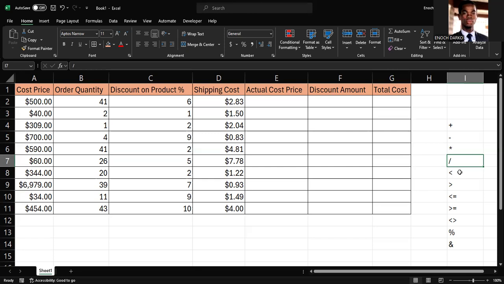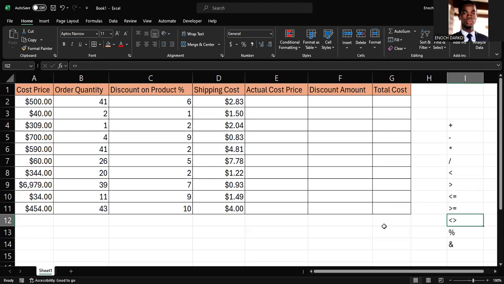comparators, the operators that we use to compare different values. So you have the less than, greater than, less or equal to, greater or equal to, not equal to, percentage, and the ampersand for concatenation, meaning combining text or combining things together. So you'll be looking at how to use all of them as we progress.